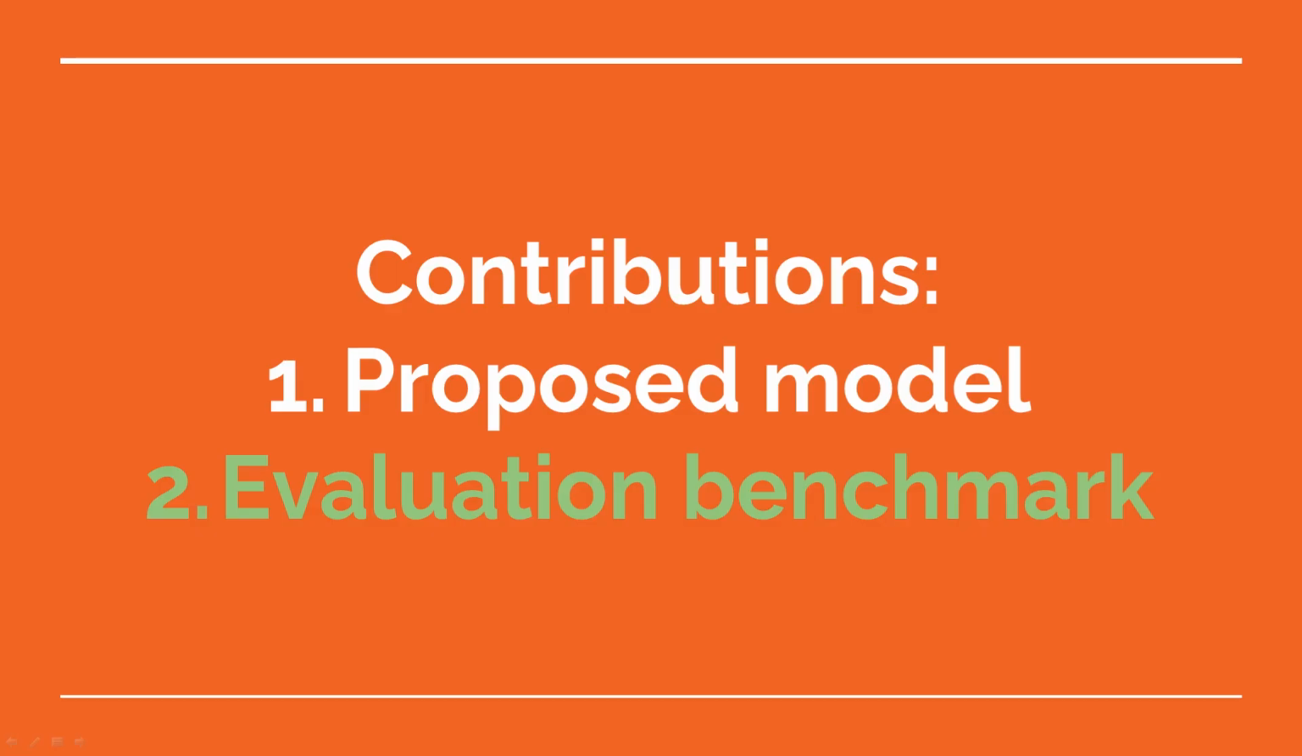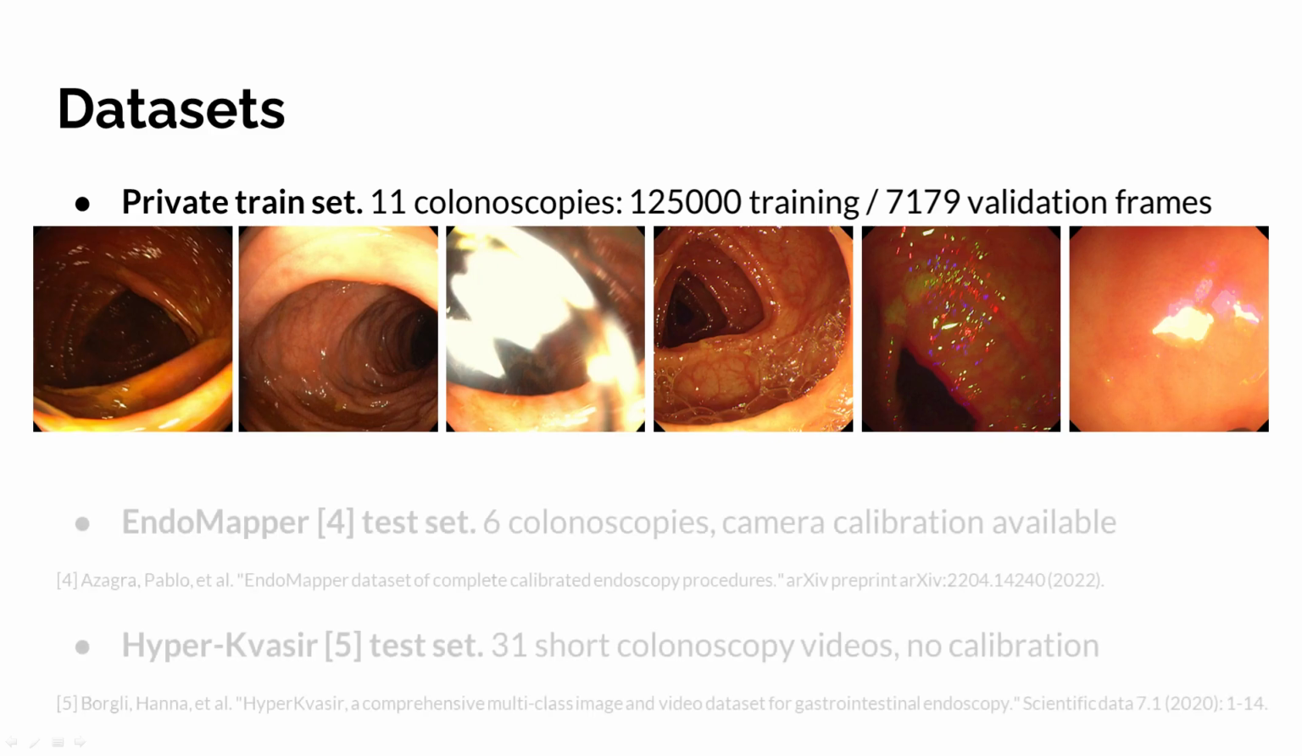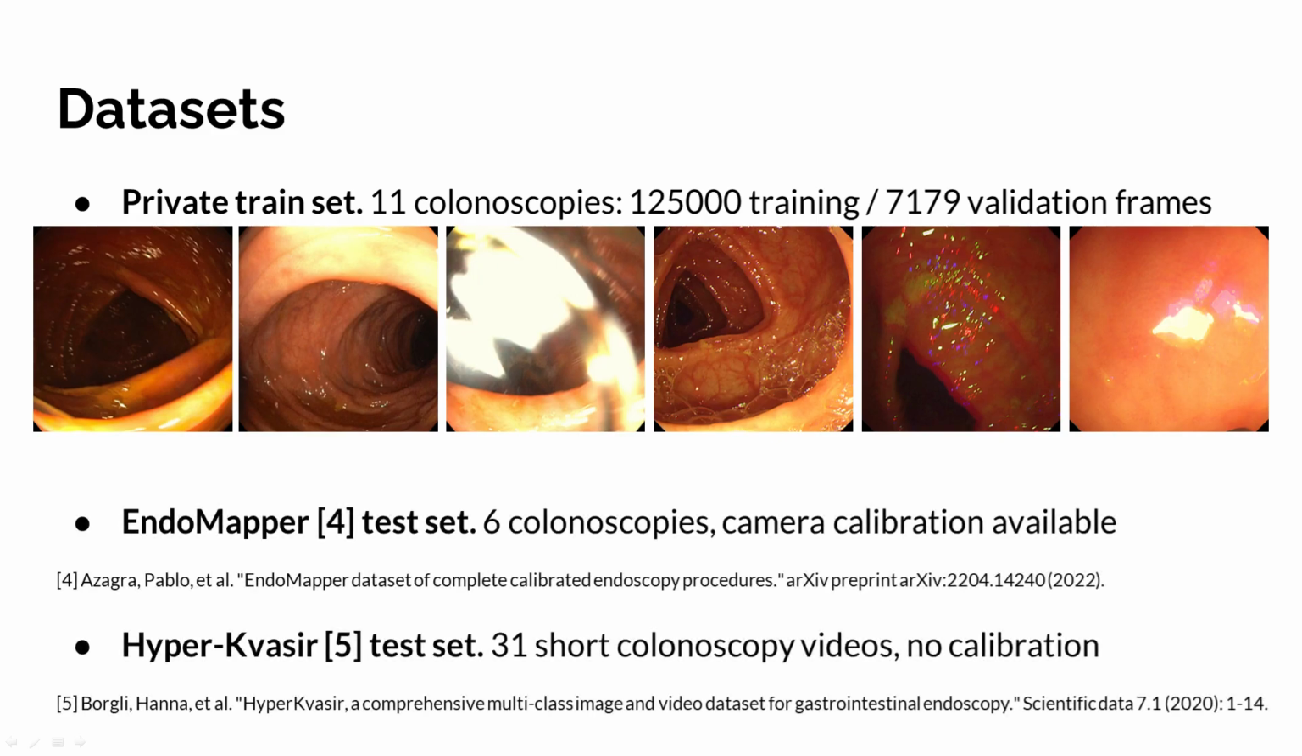We want to validate this model against other well-known methods, so we propose an evaluation benchmark to do that. The model first was trained on a private training set of 11 colonoscopies, with around 100,000 images for training and 7,000 for validation. And the evaluation benchmark here contains videos from two different public datasets, EndoMapper and HyperKvasir. EndoMapper also has camera calibration information, while HyperKvasir does not.